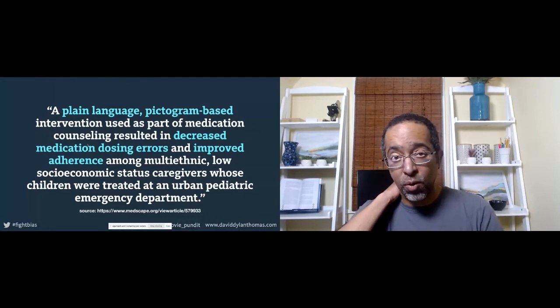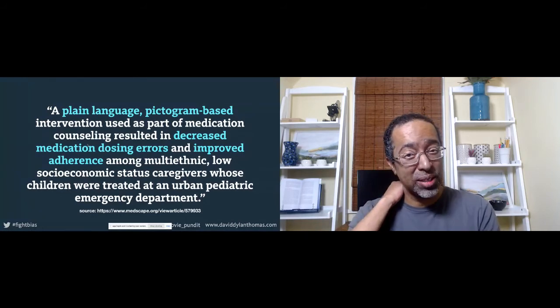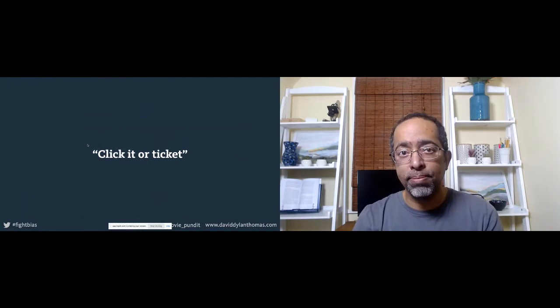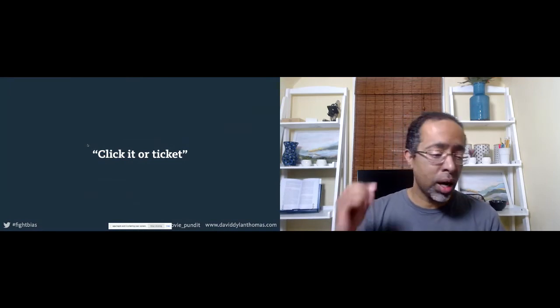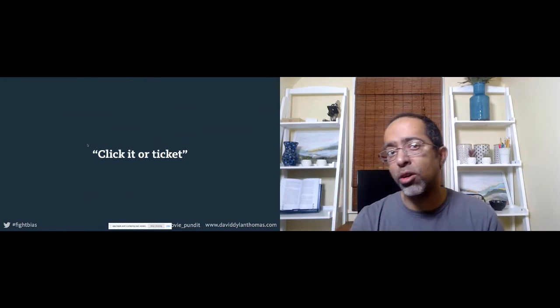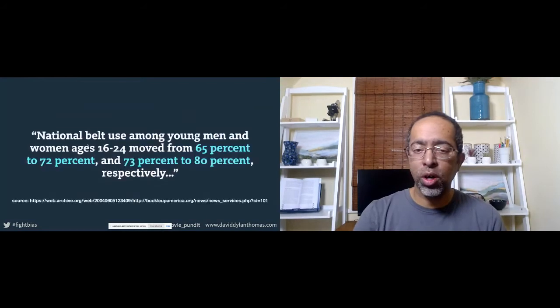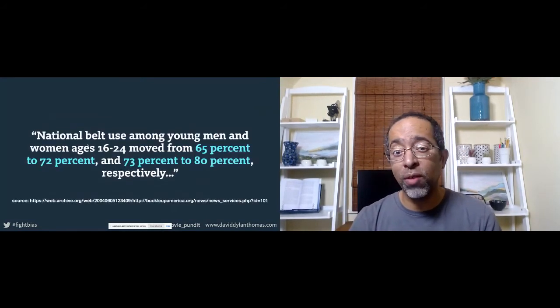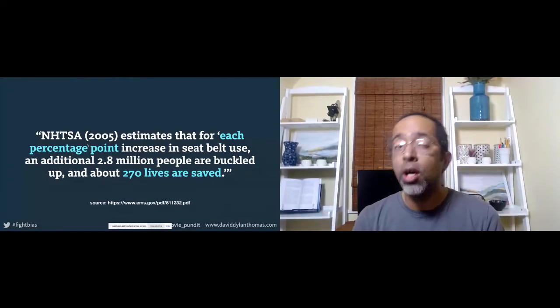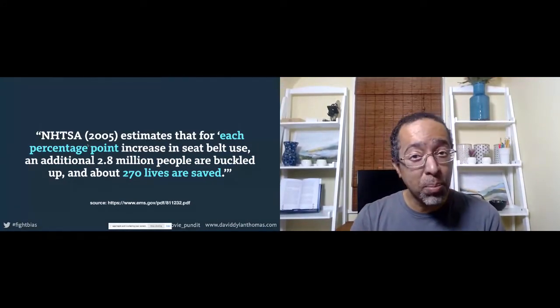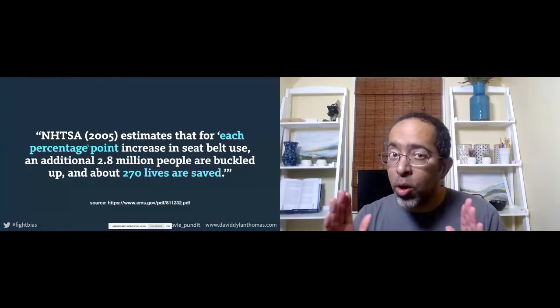Now, you might think that's great for plain language and pictograms, but rhyming, really? Let's talk about click it or ticket. A while back, a whole bunch of different states rolled out legislation that says if you don't buckle your seatbelt, you can get a ticket. And the legislation on its own does a lot of good, especially with older drivers, but not as much with younger drivers. So they rolled out click it or ticket, and the results are national belt use among young men and women ages 16 to 24 moved from 65% to 72% and 73% respectively. Just to put that in terms, for every percentage point you go up in people actually buckling their seatbelt, about 270 lives are saved. So if you do the rough math, that's almost 4,000 lives saved in part through rhyming. It is silly, but it works.